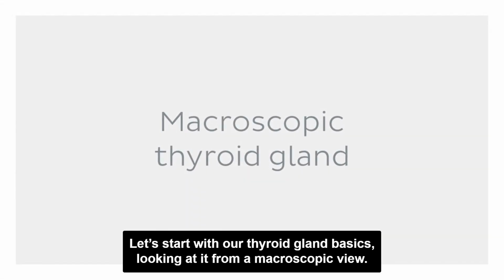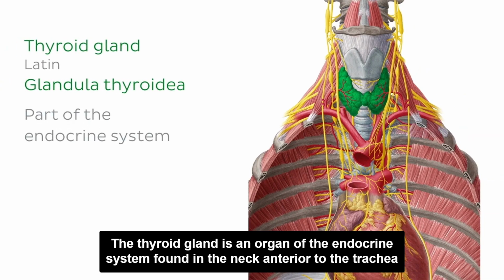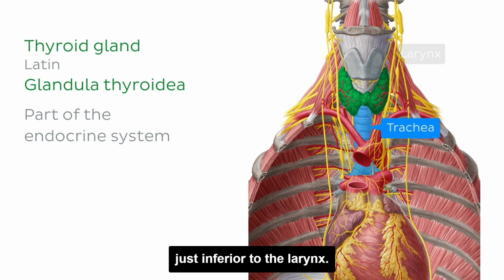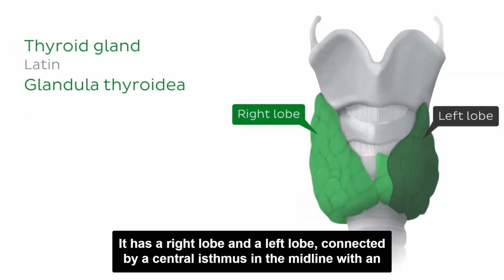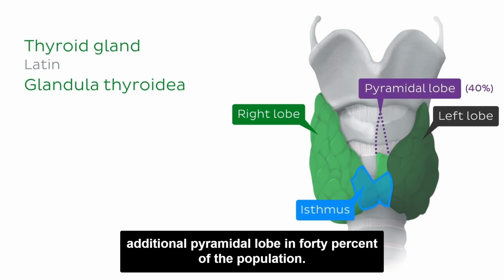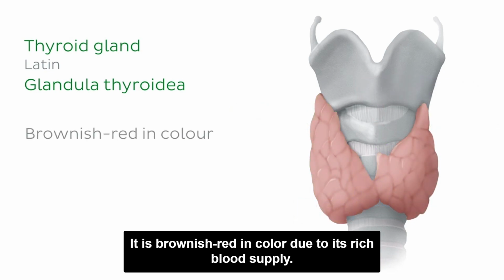Let's start with our thyroid gland basics, looking at it from a macroscopic view. The thyroid gland is an organ of the endocrine system found in the neck, anterior to the trachea, just inferior to the larynx. It has a right lobe and a left lobe, connected by a central isthmus in the midline, with an additional pyramidal lobe in 40% of the population. It is brownish-red in colour due to its rich blood supply.